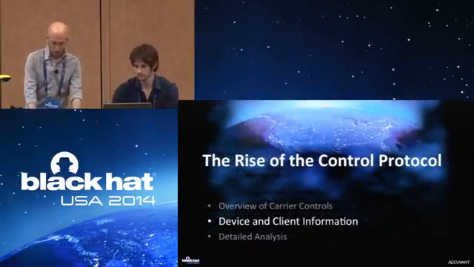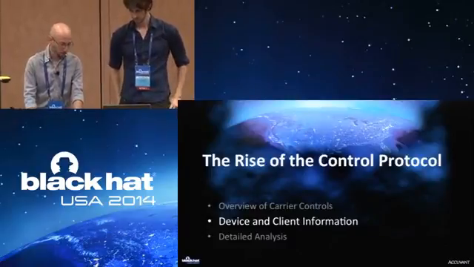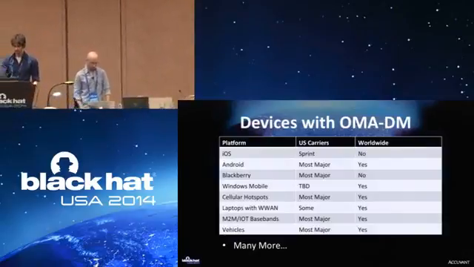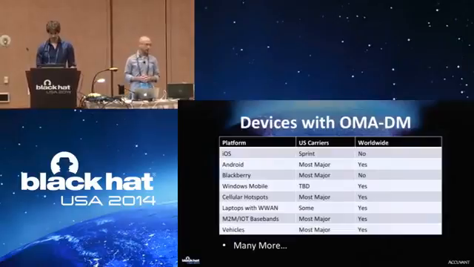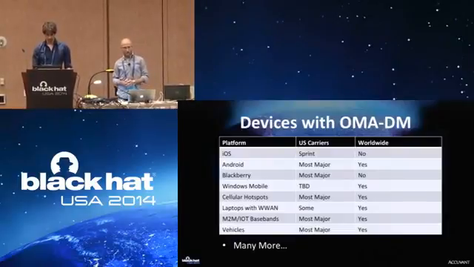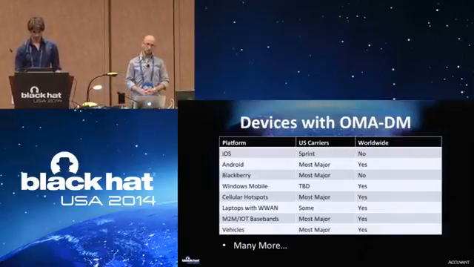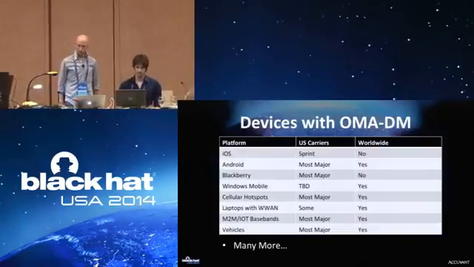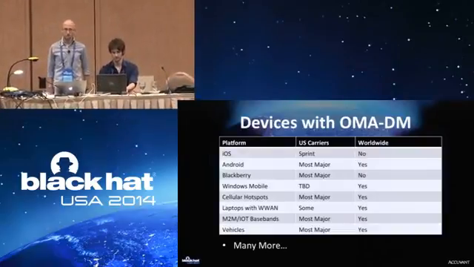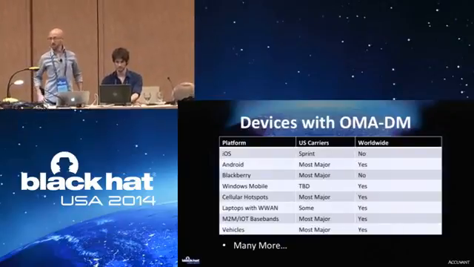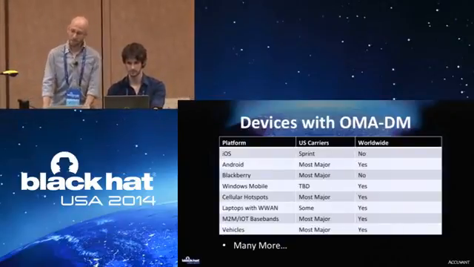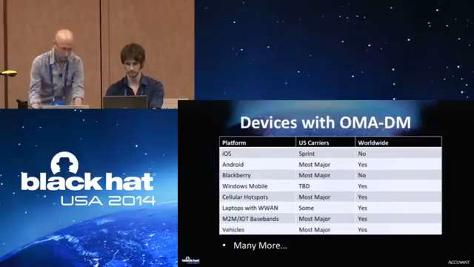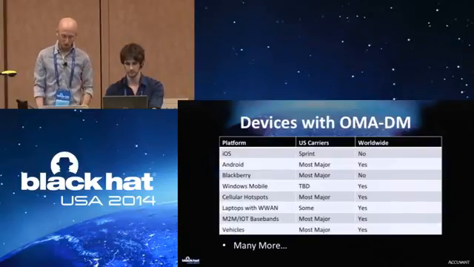So we're going to go into a little bit on device and client information. Current devices with OMA-DM that we have found: iOS has it on Sprint only. Android, in the US, most major carriers. We can guarantee 3 out of the 4 usually have it. So if any of y'all have a major carrier device from this list, please make sure it is turned off. We are running live base stations. BlackBerry, Windows Mobile, we'll talk a little bit about that later.